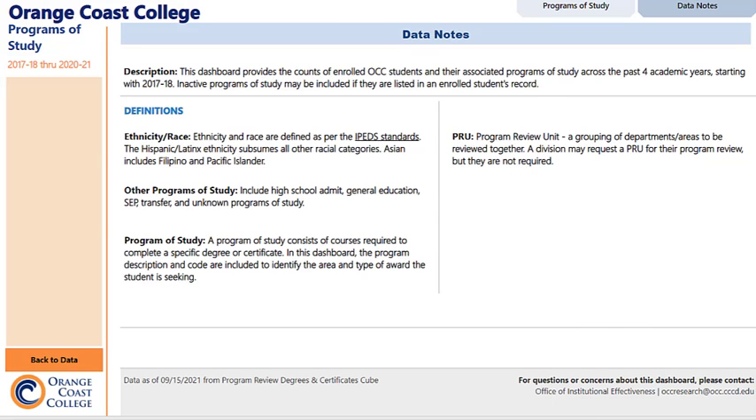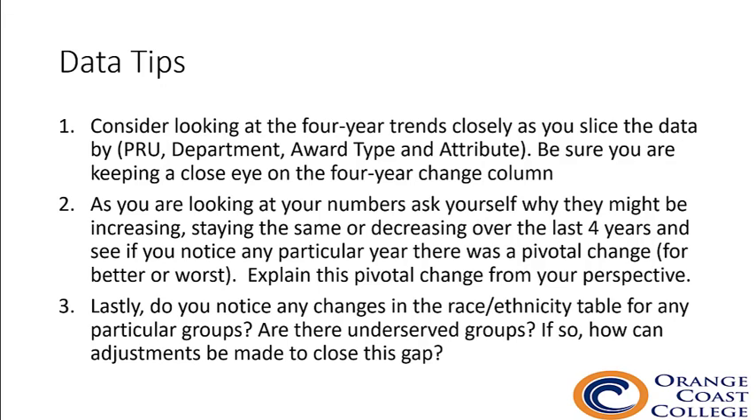Here are some quick data tips to consider before looking at the program of study program review dashboard. 1. Consider looking at the 4-year trends closely as you slice the data by program review unit, department, award type, and attribute. Be sure you are keeping a close eye on the 4-year change column.